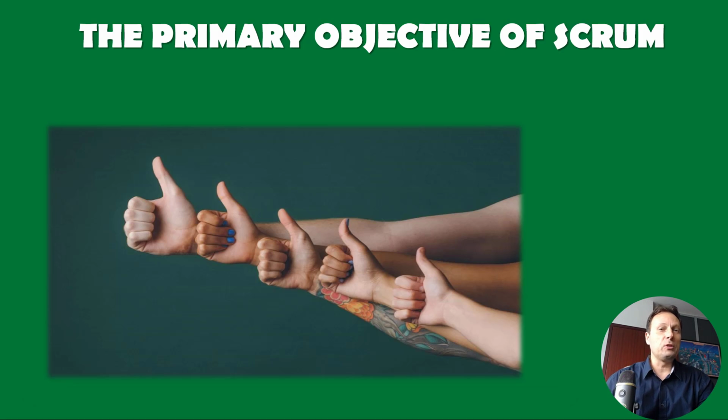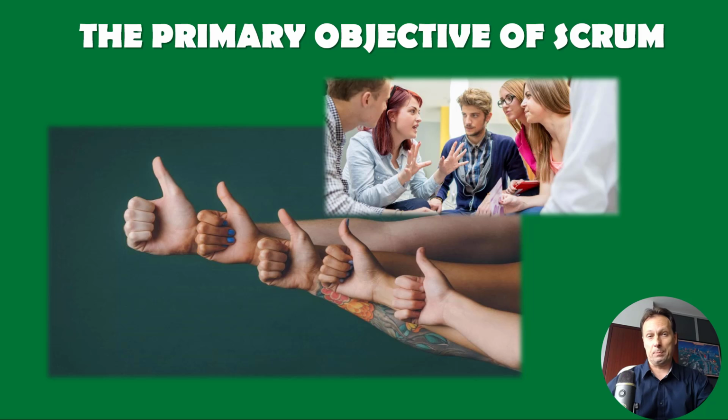Now let's talk about the primary objective of Scrum. The primary objective of Scrum is to satisfy the customer needs throughout an environment of transparency in communication, collaborative ownership and responsibility, and continuous progress.